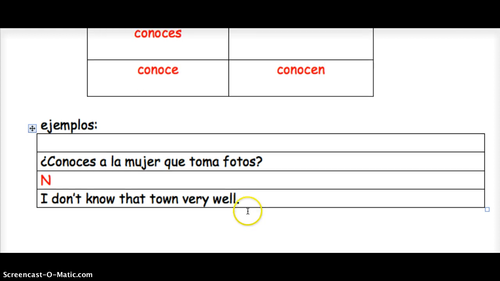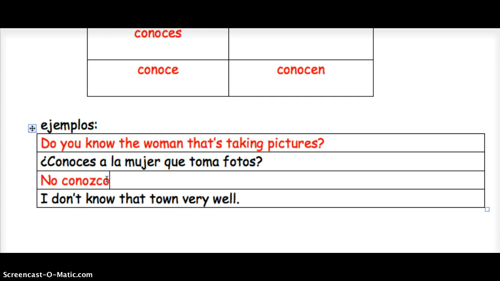Unos ejemplos. ¿Conoces a la mujer que toma fotos? So there, do you know the woman that's taking pictures? Are you familiar with her? I don't know that town very well, meaning you're not acquainted with it. You don't know your way around. No conozco. You can't touch it, so no T. Ese pueblo, muy bien.